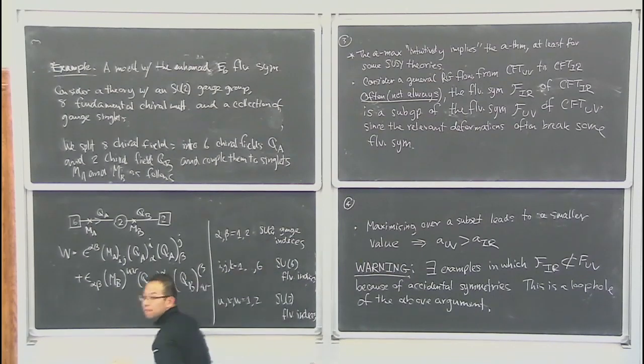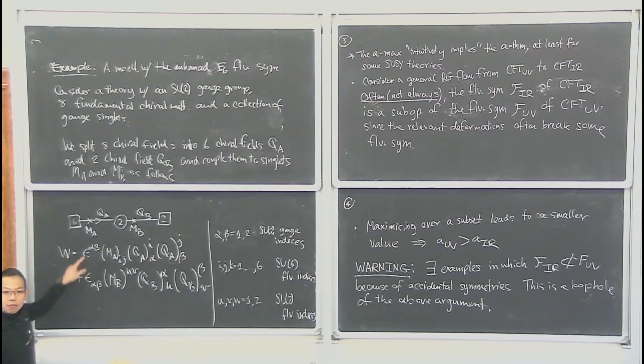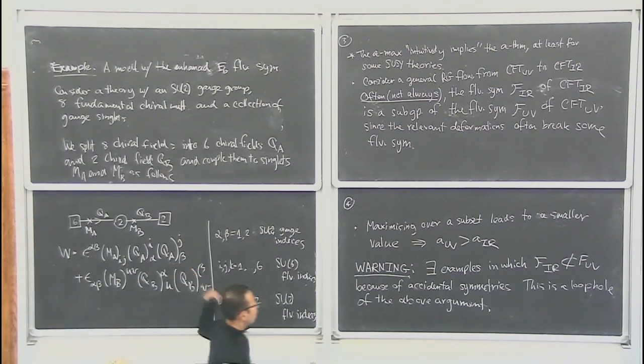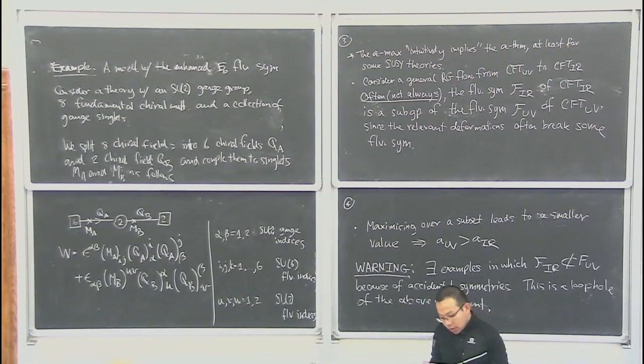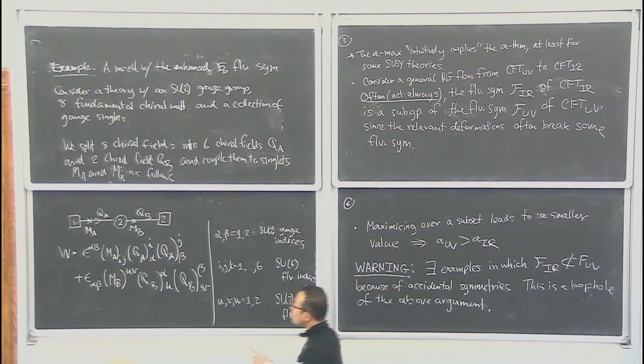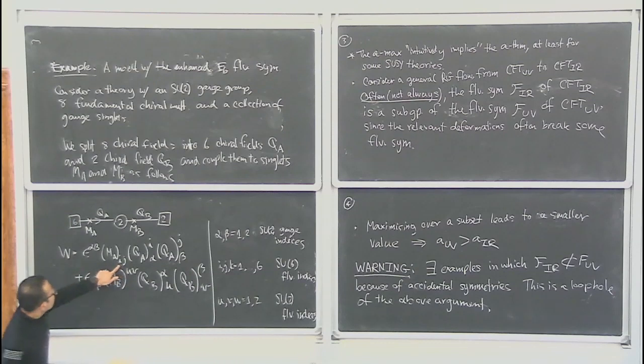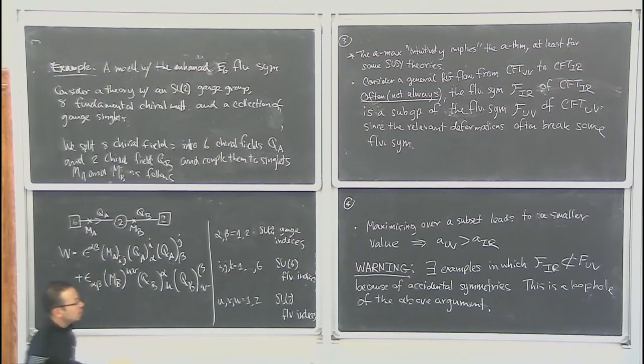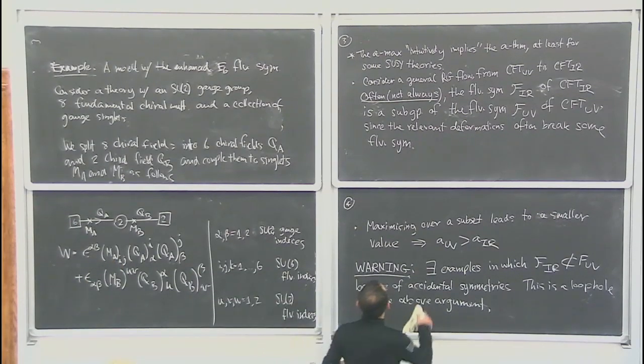So is the notation clear? The SU2 gauge group has an epsilon tensor. So this is why you can contract them like this, okay? So now if you look at this superpotential, you see that MA, so let me write it down.